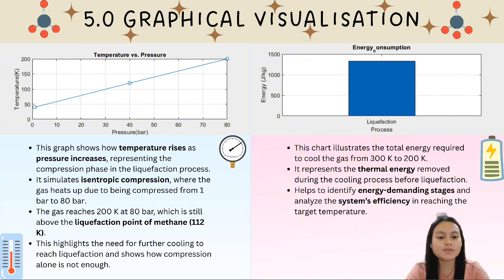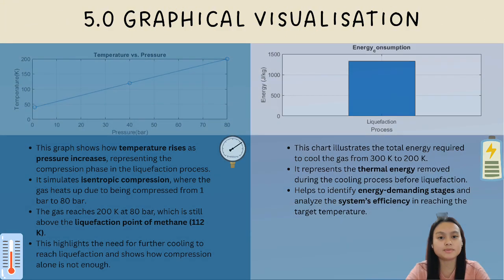Next, the chart illustrates the total energy required to cool the gas from 300 Kelvin to 200 Kelvin. It represents the thermal energy removed during the cooling process before liquefaction. It helps to identify energy-demanding stages and analyze the system efficiency in reaching the target temperature.